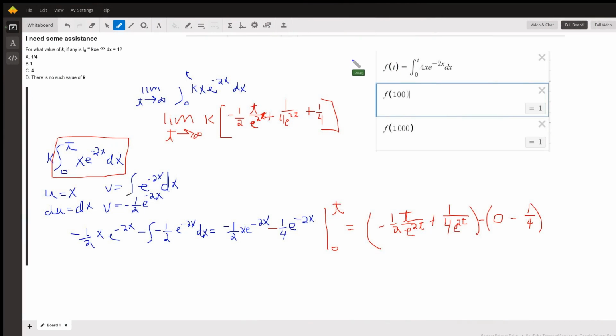Okay, over here I specified the integral on Desmos as the function of t from 0 to t, and this kind of proves that k is equal to 4, because in the problem, this is k, and we want the value to be 1. As t goes, like at 100, the value is already 1, and at 1000, the value is 1. The question is, how do I come up with this value for k equals 4?